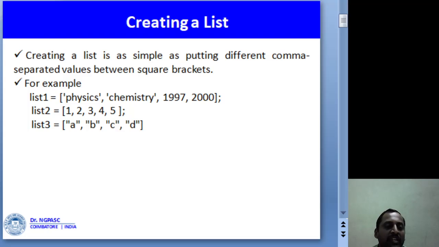When you have strings, you can use single quotes or double quotes. Then list2 has five numbers: 1, 2, 3, 4, 5. Then list3 has the characters a, b, c, d. When you have a string or character, we must represent it using single quotes or double quotes.